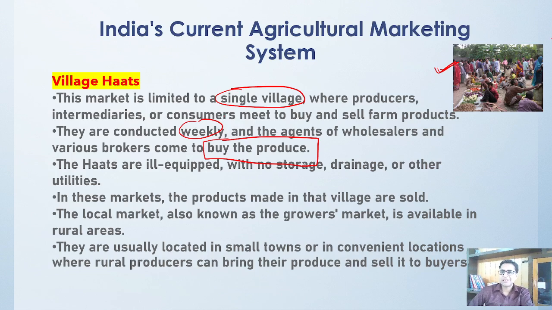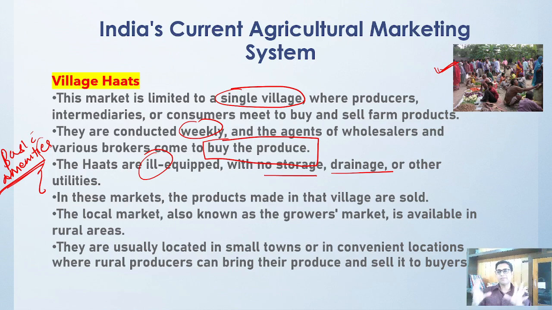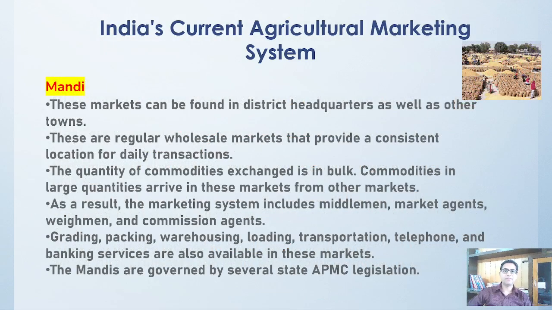These markets are ill equipped. Proper storage facilities are not there, proper drainage is not there. They are lacking the basic amenities. The products made in the villages are sold here, whether the village is good for vegetables or for any kind of coarse grain. So this is called a local market, which is not influenced by any other market. Maybe you have a small town or village, or a collective of towns. The rural producer will come, sell in that place, take the money and go. Then we have the mandi system.